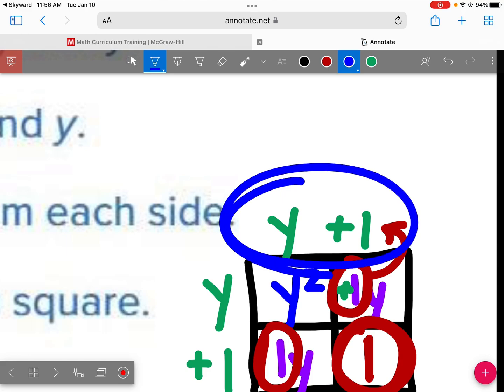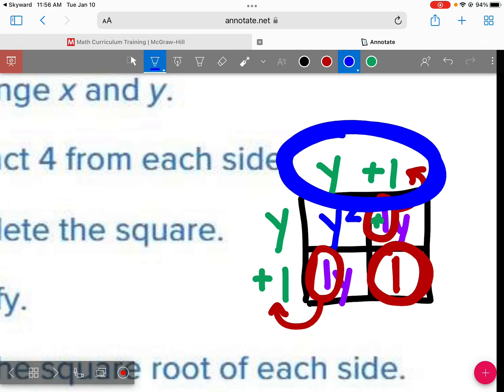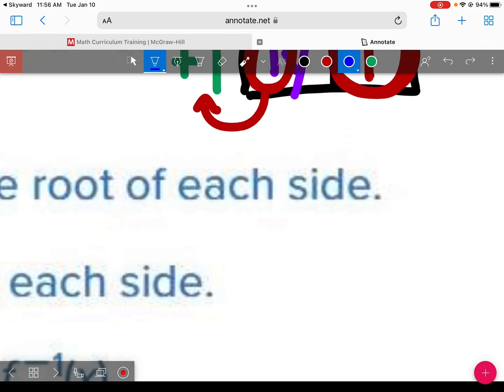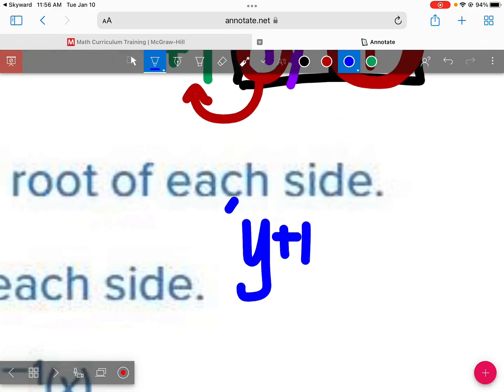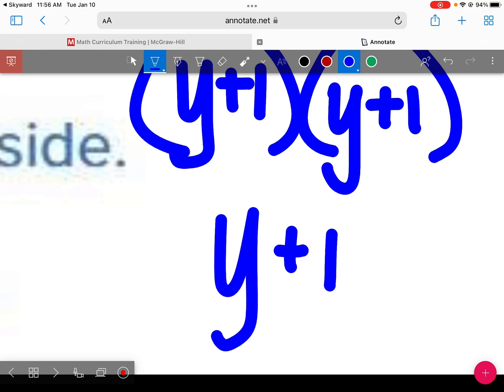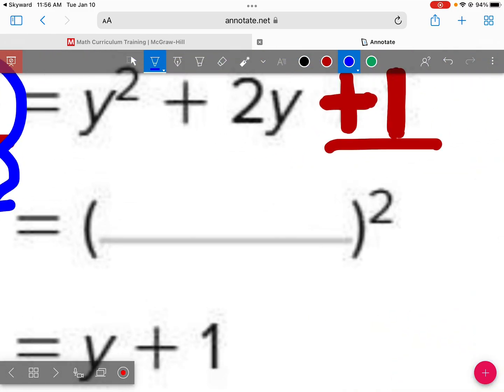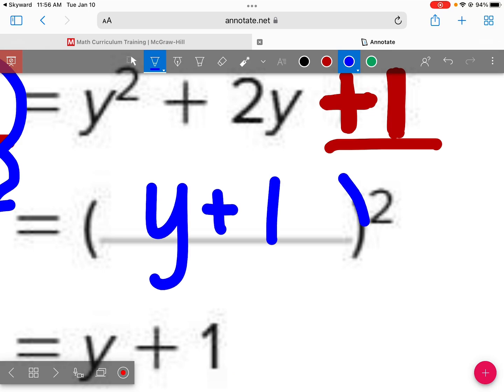Look at the sides of the box. How big was this side of my square? Y plus 1. How big was the other side of my square? Y plus 1. So I have y plus 1 times another y plus 1. When I take something and multiply it by itself, that's the same as what? Squared. So this is y plus 1 quantity squared. So y plus 1 whole thing squared.